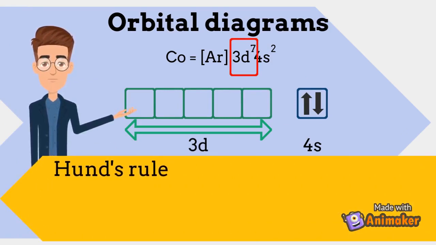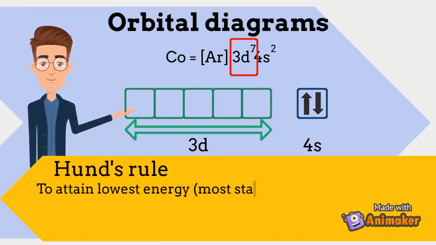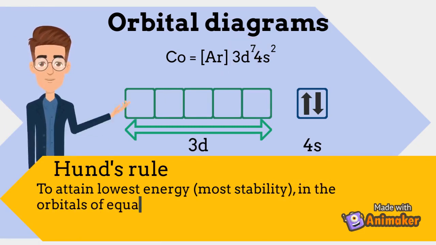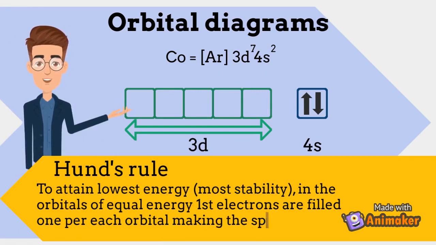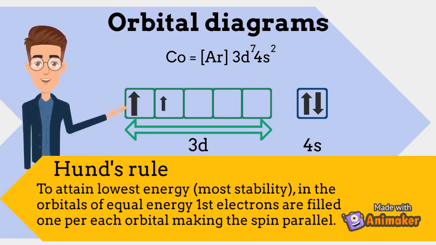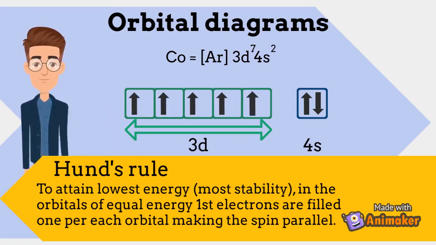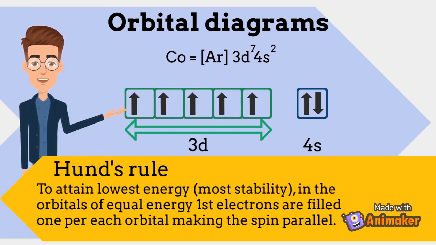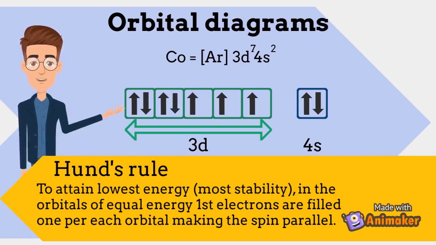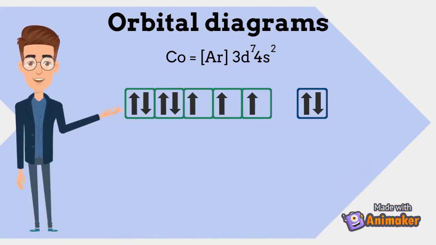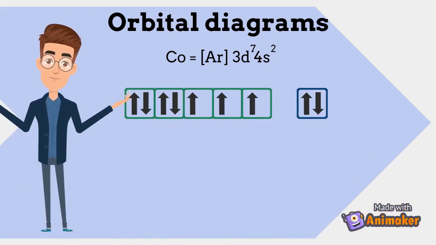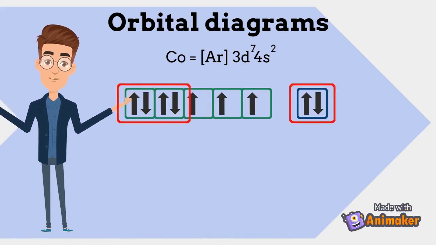For this we have Hund's rule. This tells us that in the orbitals of equal energy, first electrons are filled one per each orbital, making the spin parallel. After filling all the orbitals singly, we can fill the second electron to an orbital, with spin opposite to the earlier direction. Now we have two types of orbitals.